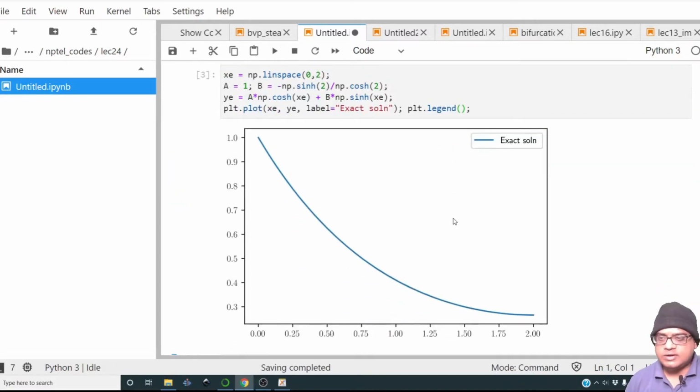So this is how the exact solution looks, and the value of the function at the other endpoint, that is x equal to 2, appears to be near 0.3 but less than 0.3. So this is what we have from the exact side, but now we are interested to solve this numerically. So how do we go about solving it numerically?